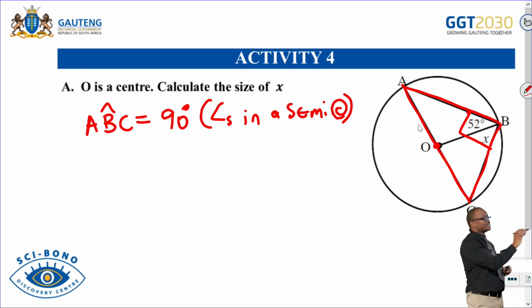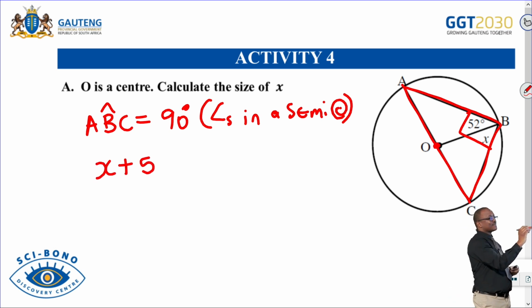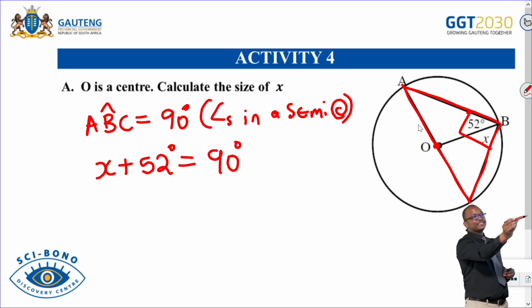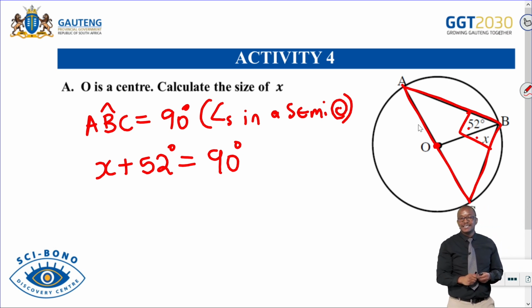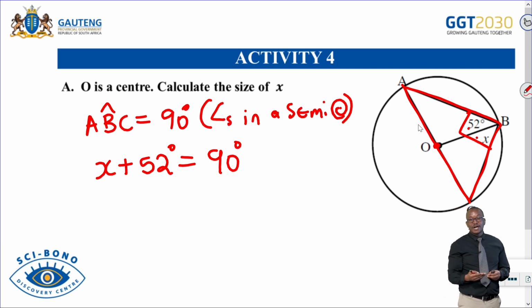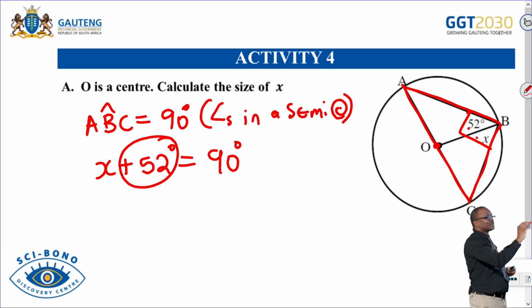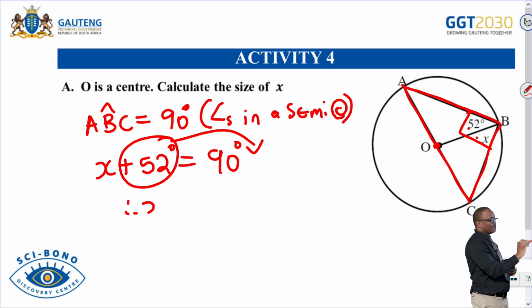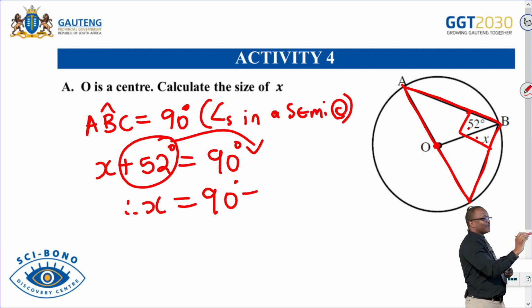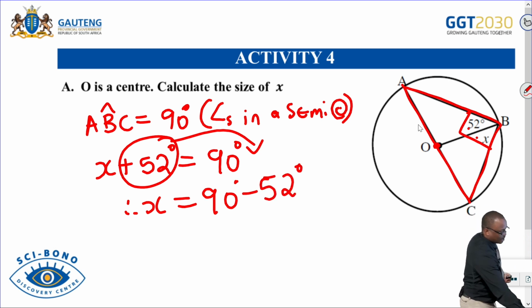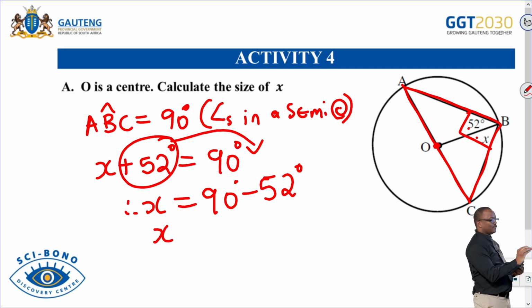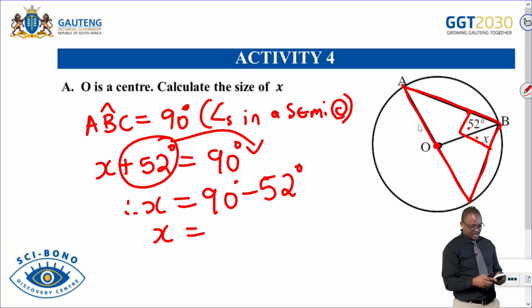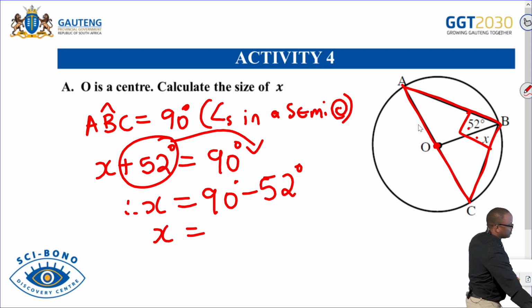What does it mean? It means if I add x plus 52, I must get 90 degrees, because the whole of that angle B is 90 degrees. Then from there, it's easier for us to calculate x because the equation is already there. How do you calculate for x? We just transpose 52 to the right-hand side. Therefore, your x is going to be 90 minus 52, which is going to be 38.